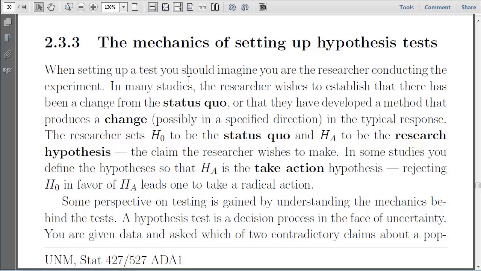So in many cases, we want to establish whether there's a change from the status quo. And the status quo is summarized in the null hypothesis. H0, our null hypothesis, is what we'll consider the status quo. And the alternative is really the research hypothesis. That is the thing that's when something interesting has happened, when something different from the status quo has happened.